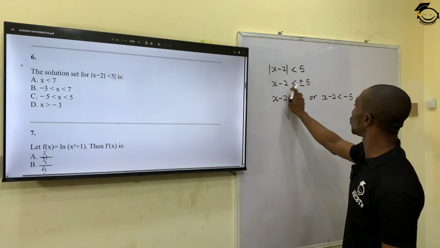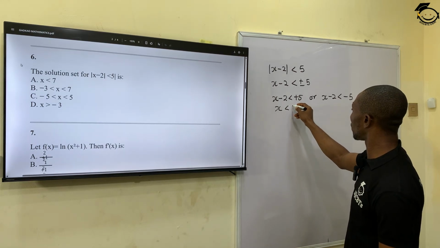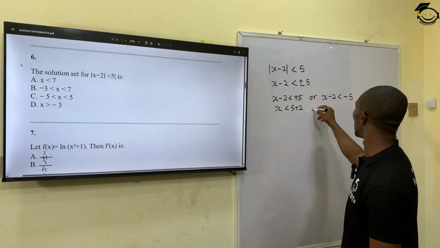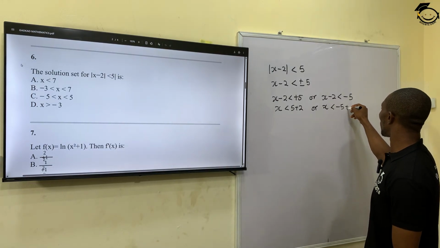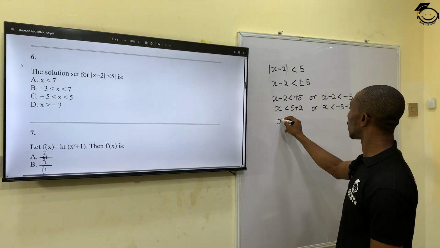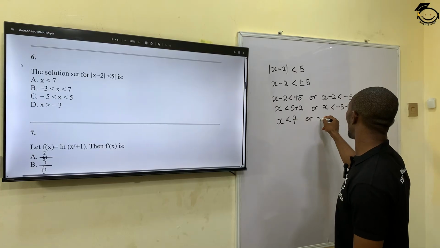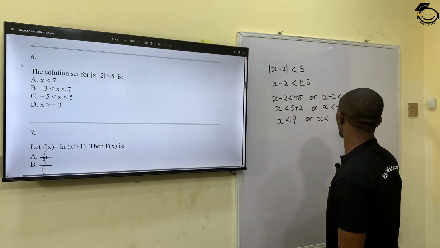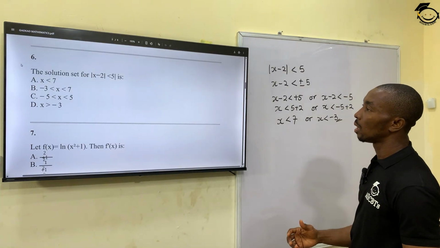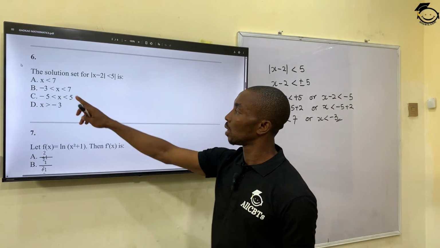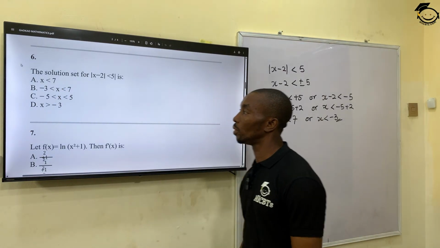So this 2 going over will become x, adding 2 to both sides will be 5 plus 2, or x minus 5 plus 2. So this gives us x 7, or x is less than minus 3. So our solution set will range between x is less than minus 3 and x is less than 7, which is option B.